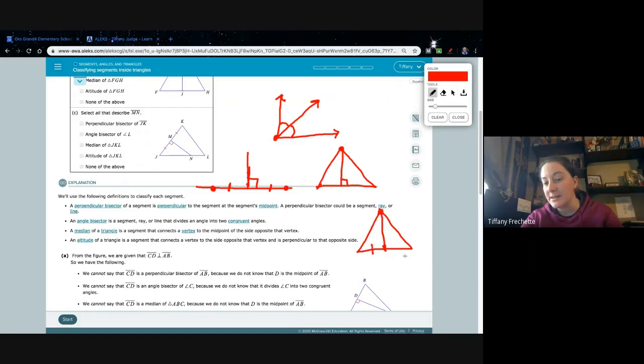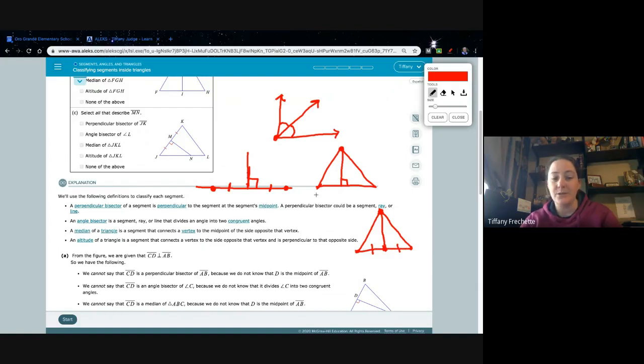Remember, the midpoint means that these two lines are the same. So from this vertex to the line, the median, and from this vertex to the median, those would be the same, because I just drew this line to the midpoint. Midpoint means it's halfway between. So that would mean that these two lines are the same.